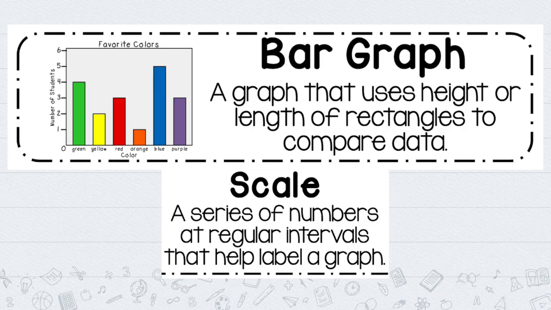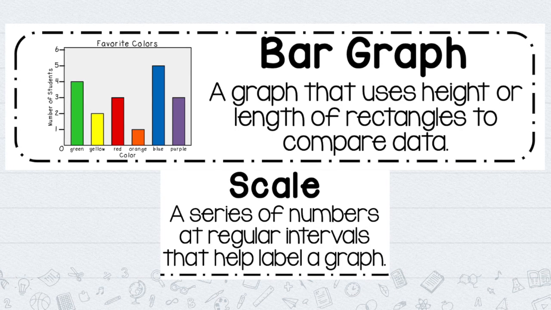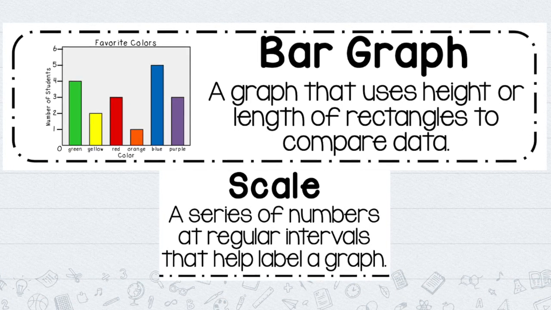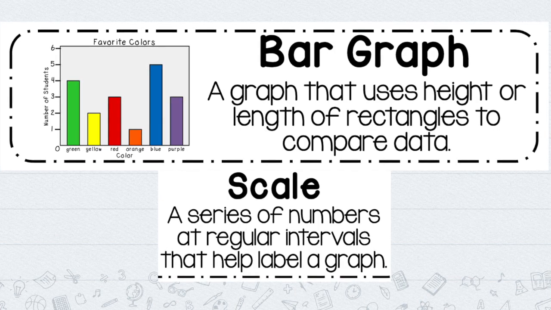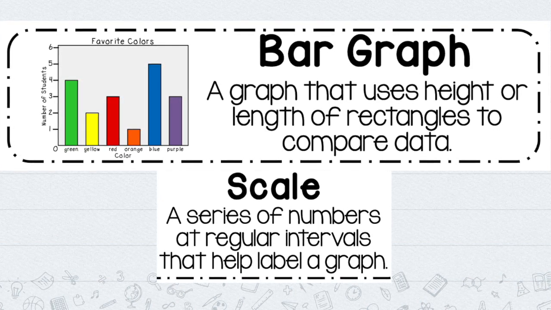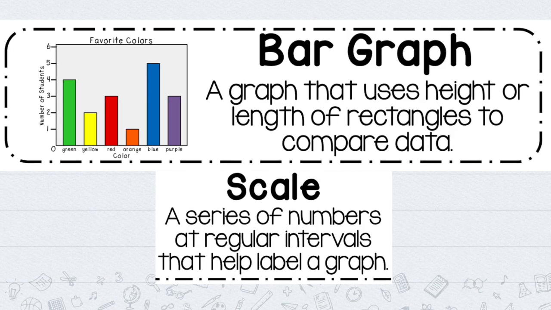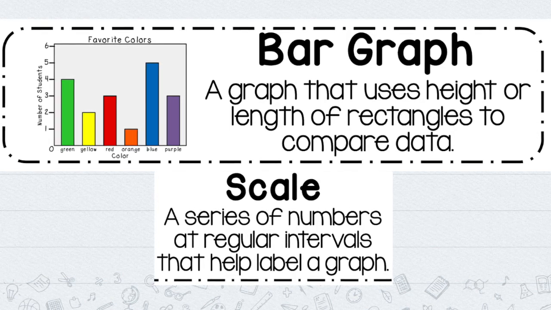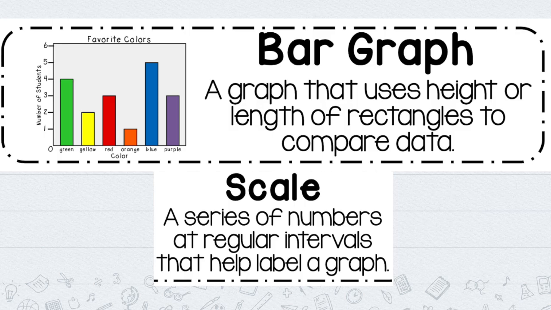And the last type of graph that we are going to review is a bar graph. A bar graph is a type of graph that uses bars of different lengths or heights to represent or compare the data. The numbers along the side of the bar graph are called a scale. The scale helps show how many each bar represents.